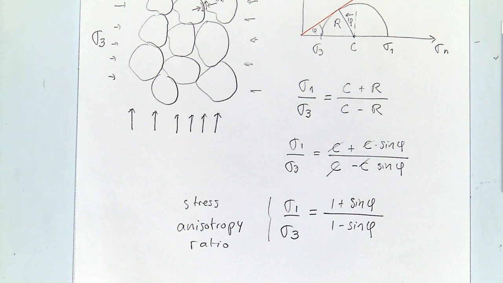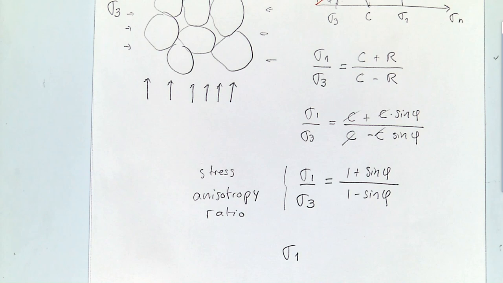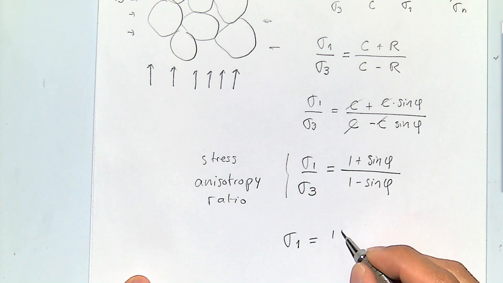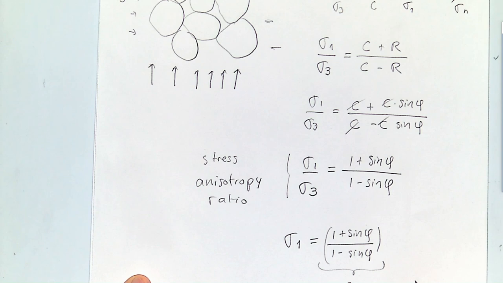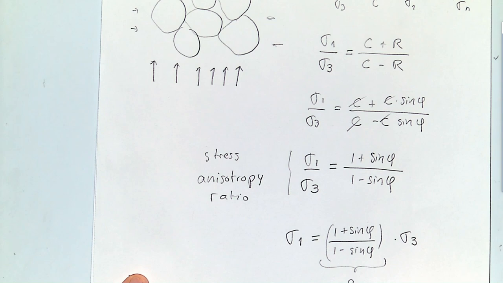And we could write this a little bit differently. We could say the maximum allowable principal stress in compression is going to be this coefficient that we're going to call Q, a different thing to the PQ that we have seen before, times sigma 3. Yeah, it's a different Q.